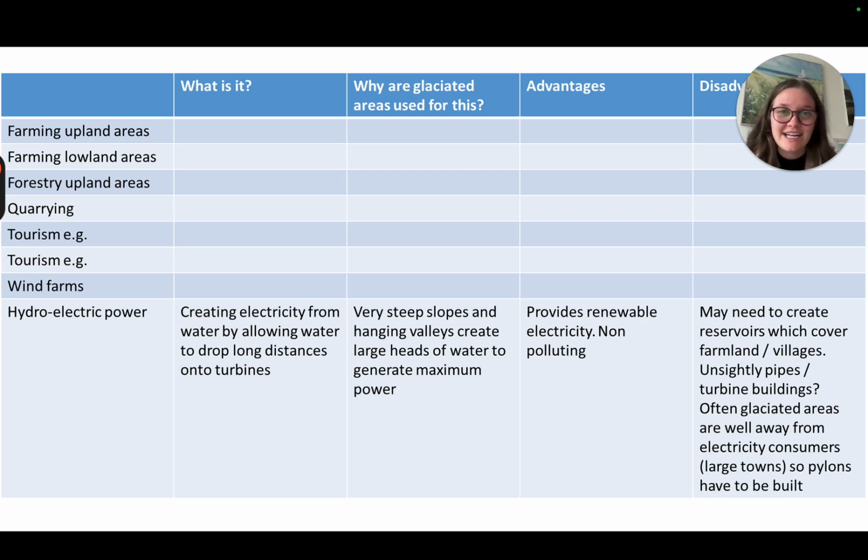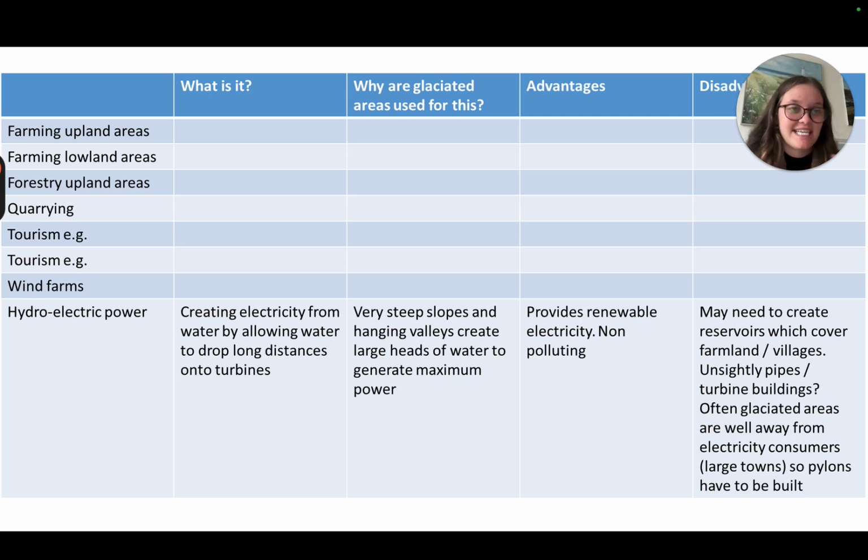Why are these good in glaciated areas? This is because of the steep slopes and our hanging valleys, if you remember from our glacial erosion lesson, to create large heads of water to generate maximum power. So if you're at an angle and it's going quickly, you're getting more energy than it would be if it was down a gentle slope.